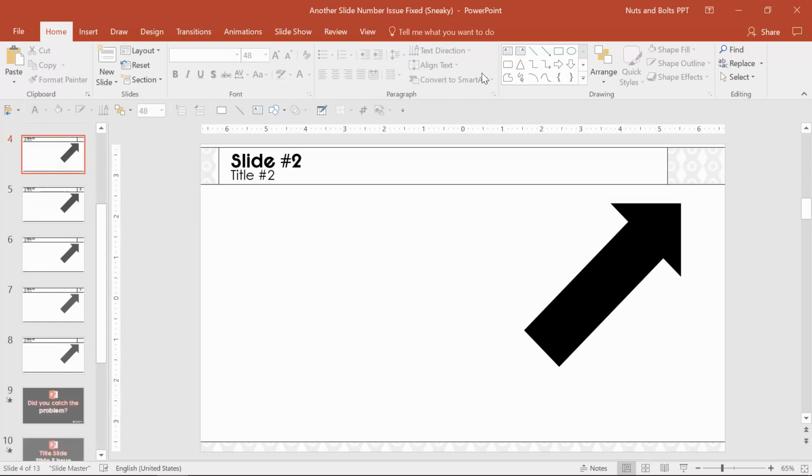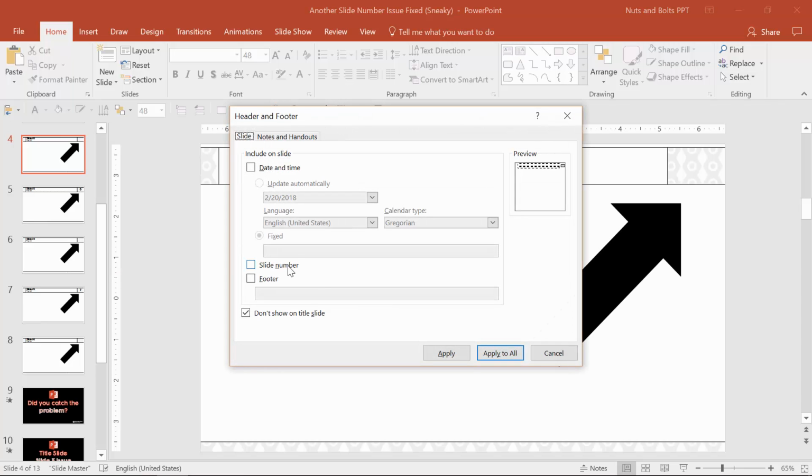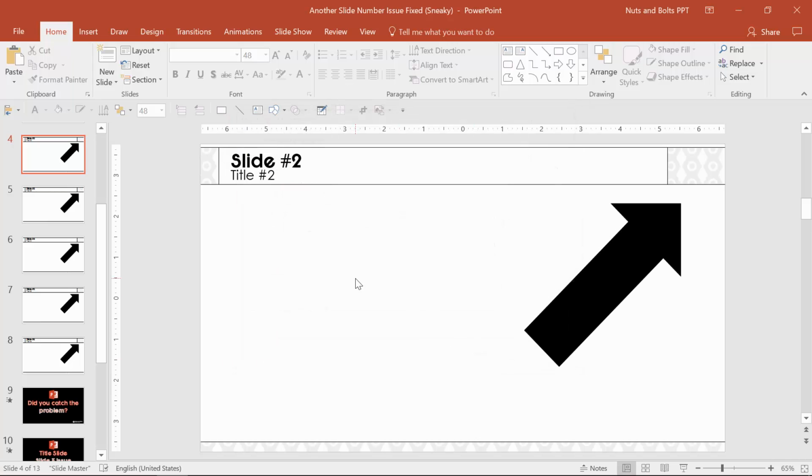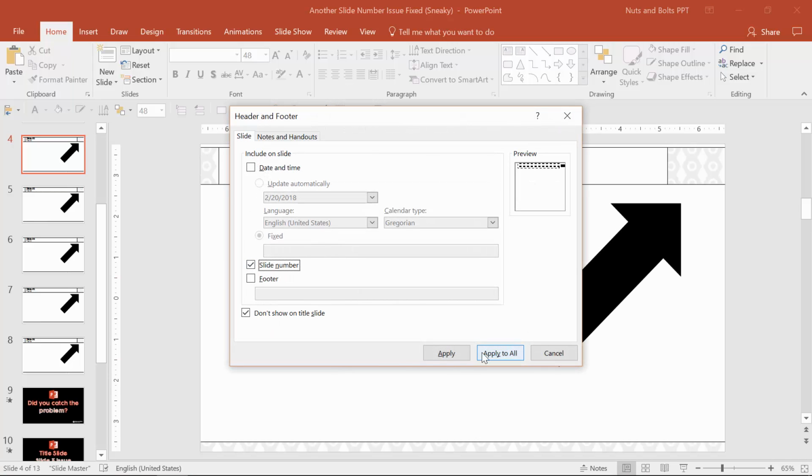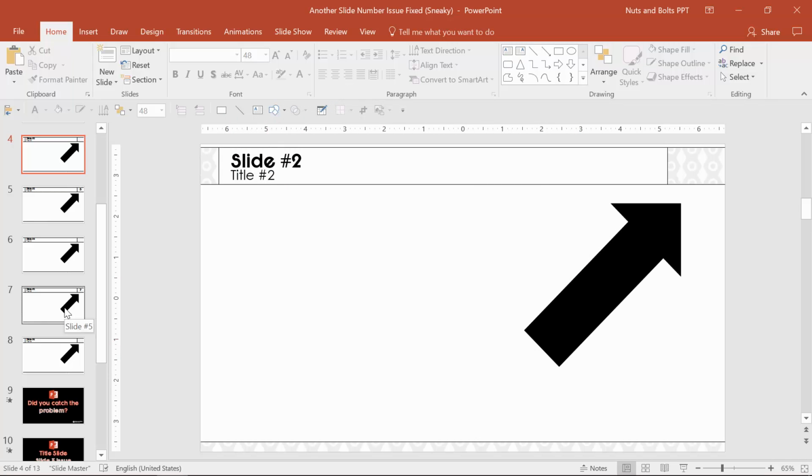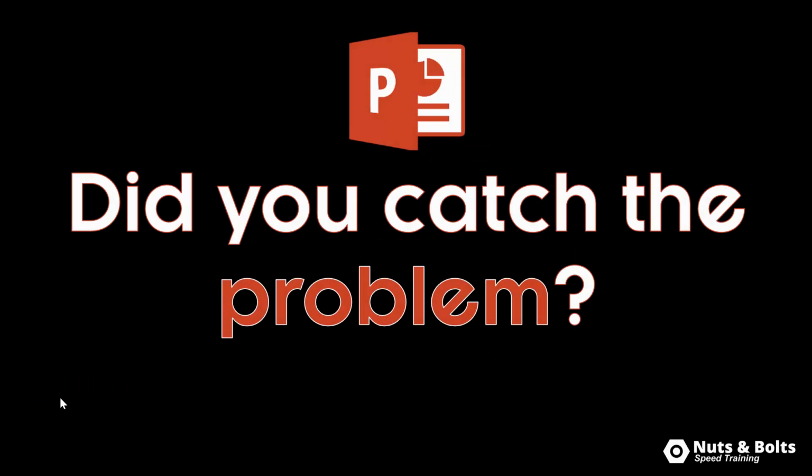This is the second level of troubleshooting. You again take them all away, so Alt Shift D. Unselect slide number, apply to all, Alt Shift D, select the slide number, and select apply to all. But in this case, that still did not solve the problem. So the question is, did you catch the problem?